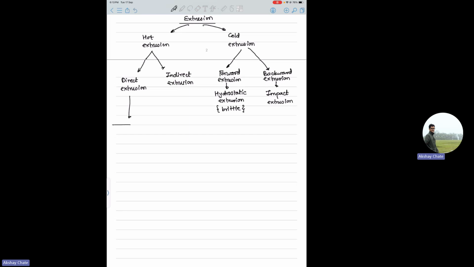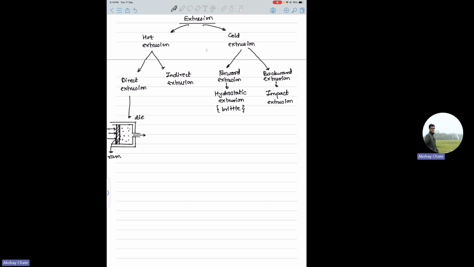maybe you can just draw a small diagram. You have a hot material operating above its recrystallization temperature, and then you have a die like this, and you basically press from this side. This is like a piston cylinder assembly, and whatever material you have will go out through this. So this is your die, and this is sometimes called the ram, or piston or plunger, whatever it is. And you have a direction of extrusion parallel to the application of ram force. But in case of indirect extrusion, it is the opposite.